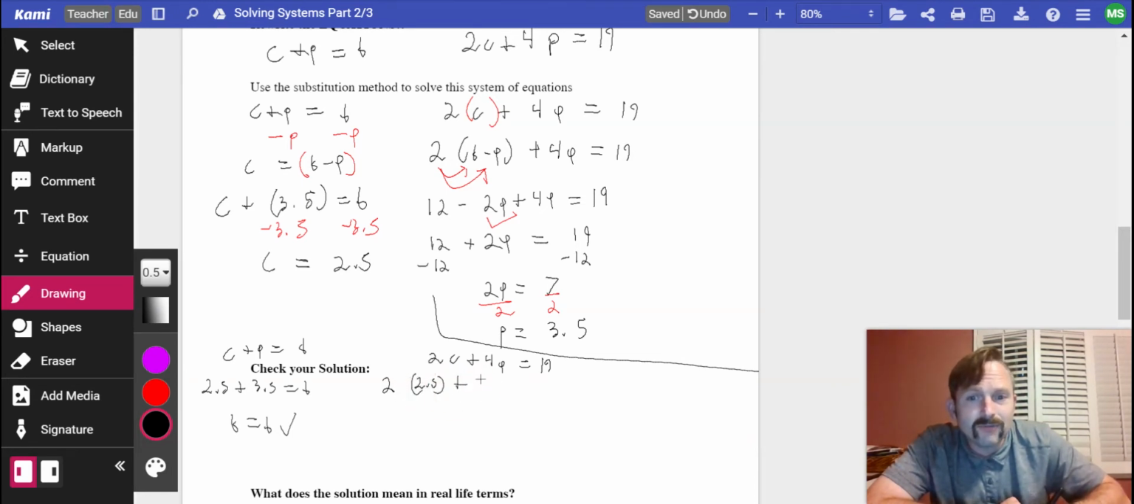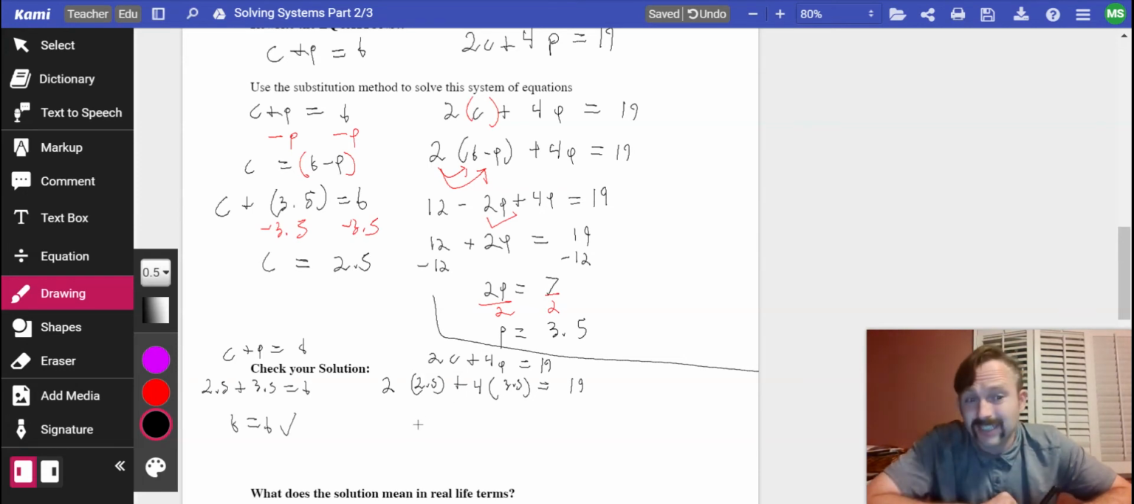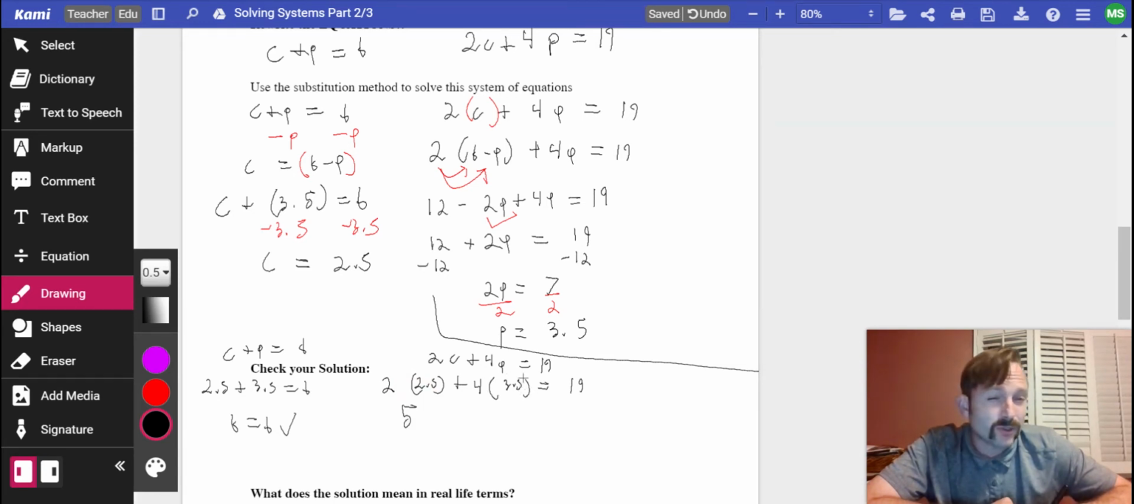And we're going to plug in 4. Well, no, we're not plugging in 4. We're plugging 3.5 for this. Is equal to 19. 2 times 2.50 is how much? 5. And then 4 times 3 is 12. Half of 4 is 2. 12 plus 2 is 14. Equals 19. So 19 is equal to 19.